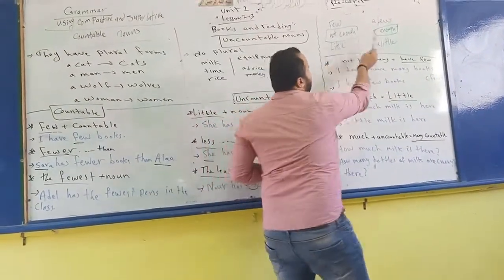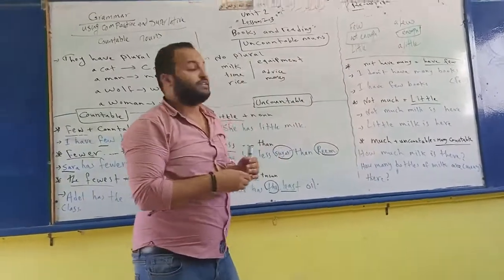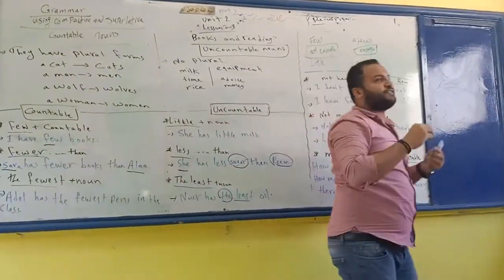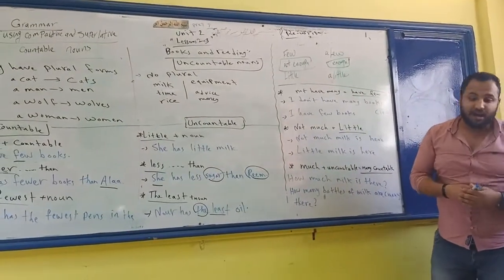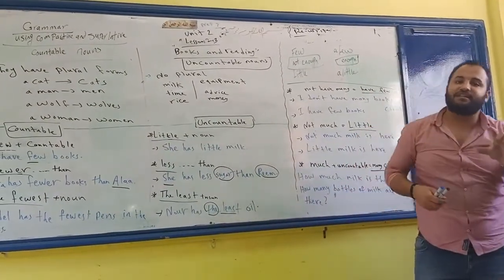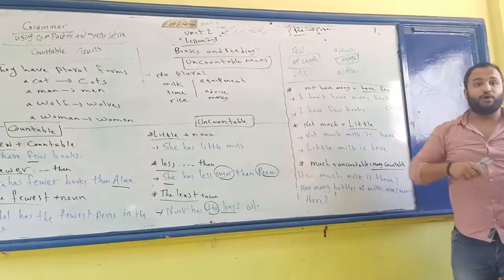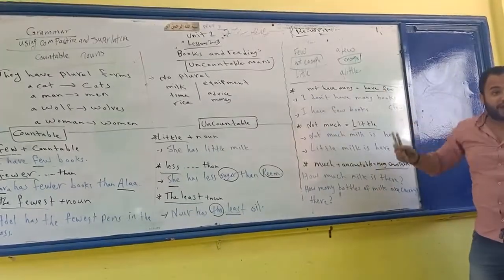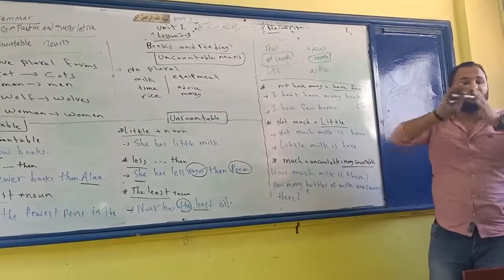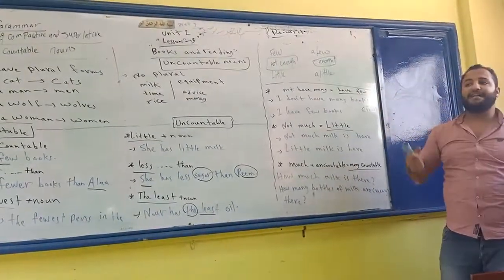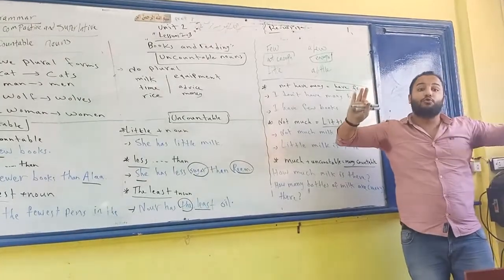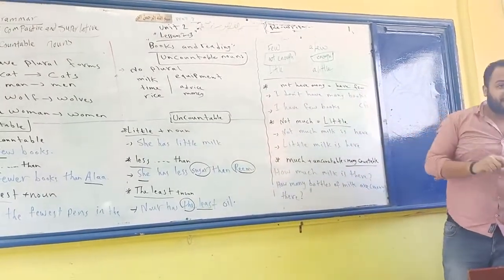Okay? Little and a little, with an uncountable noun. Little means I have something, but it's not enough. For example, I have little milk in the fridge, means I need more. But a little, a small amount, but I don't need more. It's enough. For example, I have a little milk, means I don't need more to make a cake, okay?